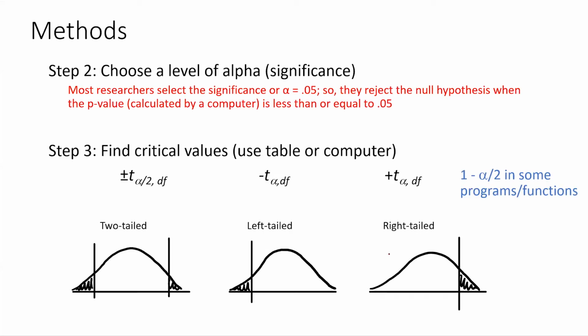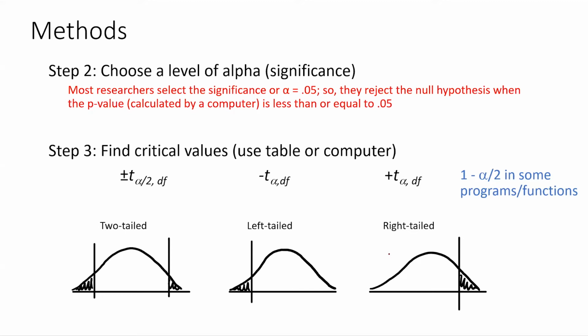The next step would be to choose a significance level, or our alpha level. And this is, as I've said, typically 0.05. And we reject the null hypothesis when our p-value, our probability value, calculated in Excel or R, is less than or equal to 0.05.